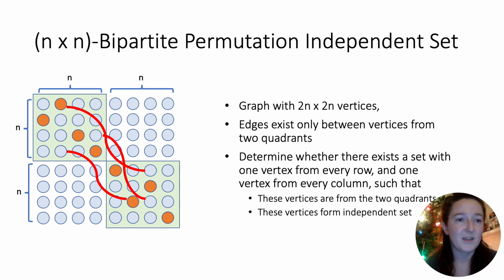And since we chose only vertices that are not connected by an edge, we chose an independent set. So this is both a permutation and an independent set. And just by definition, it's a bipartite graph because we connect by edges only vertices from different quadrants. So this is where the definition comes from.